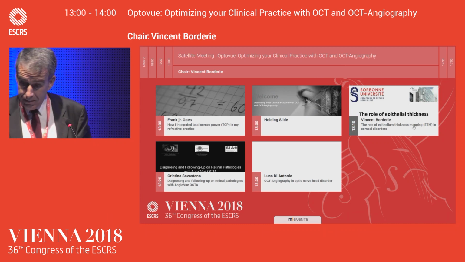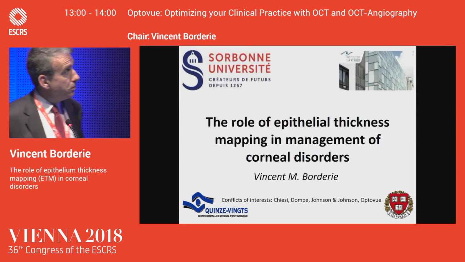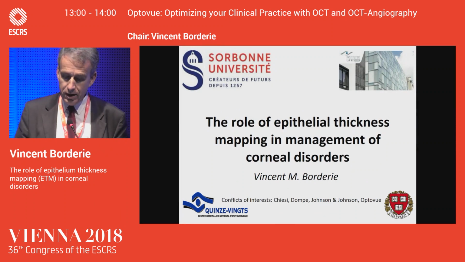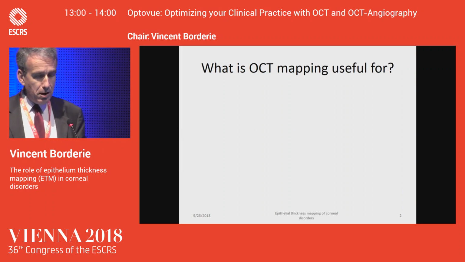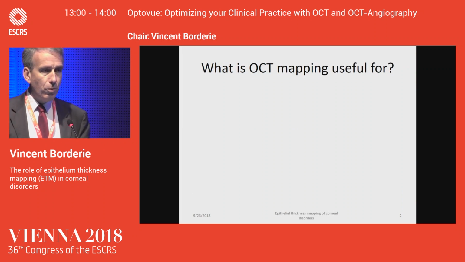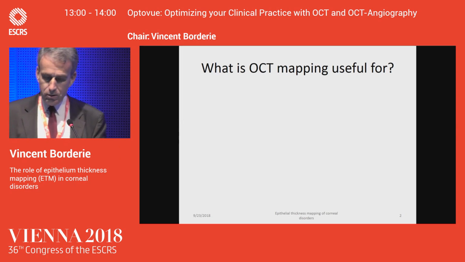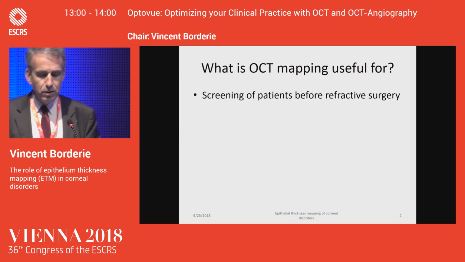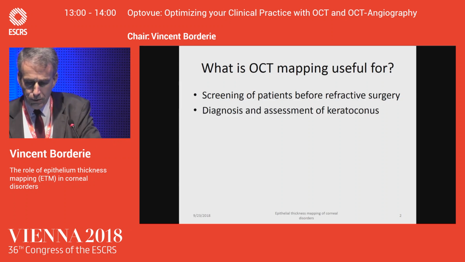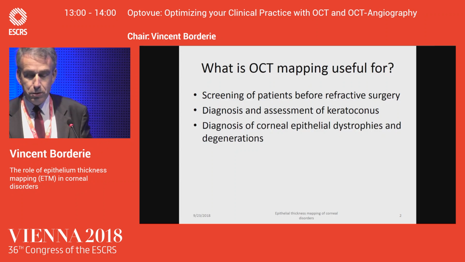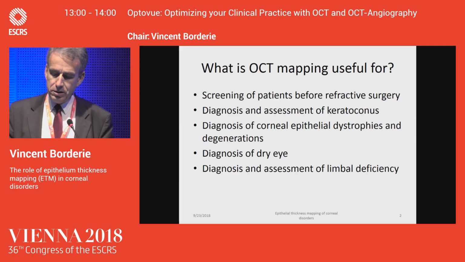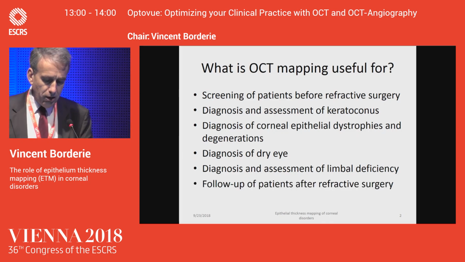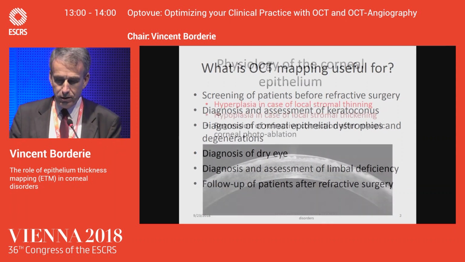Thank you. So, my topic will be the role of epithelial thickness mapping in management of corneal disorders. OCT mapping can be useful for many tasks in management of corneal disorders. For instance, screening of patients before refractive surgery, diagnosis and assessment of keratoconus, diagnosis of corneal epithelial dystrophies and degenerations, diagnosis of dry eye, diagnosis and assessment of limbal deficiency, and also follow-up of patients after refractive surgery.